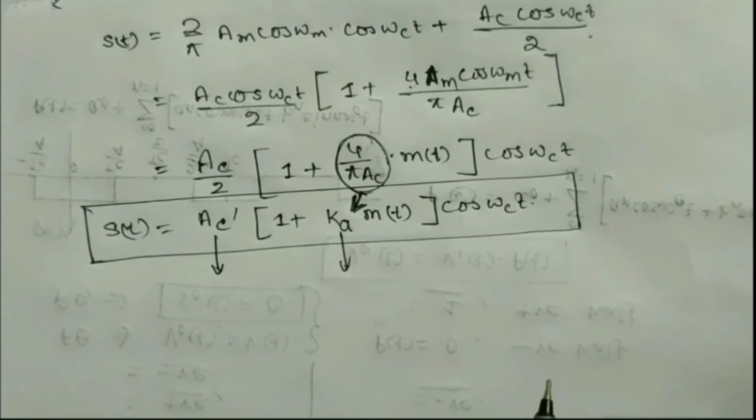So thus we have completed the generation process of the amplitude modulated signal. In the next video we will discuss the demodulation of AM waves.